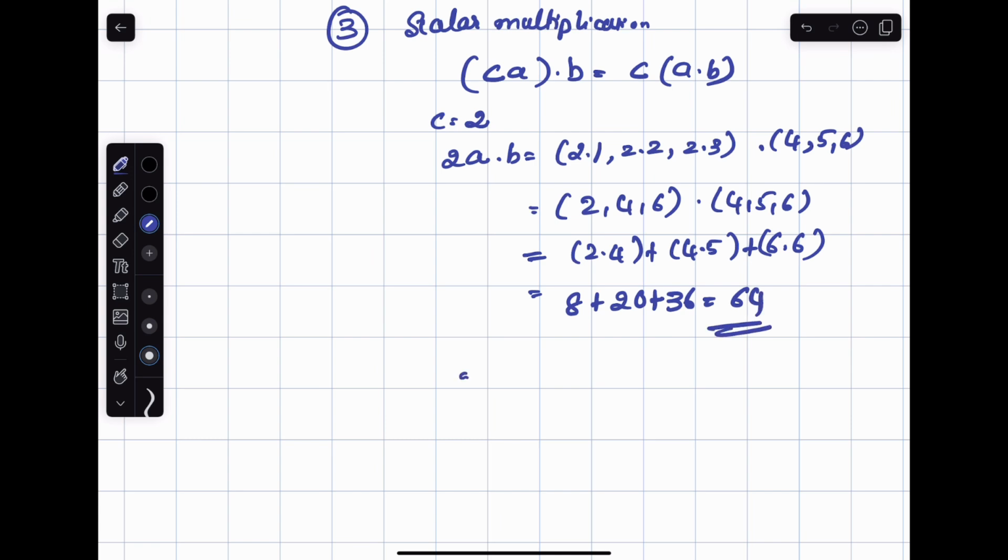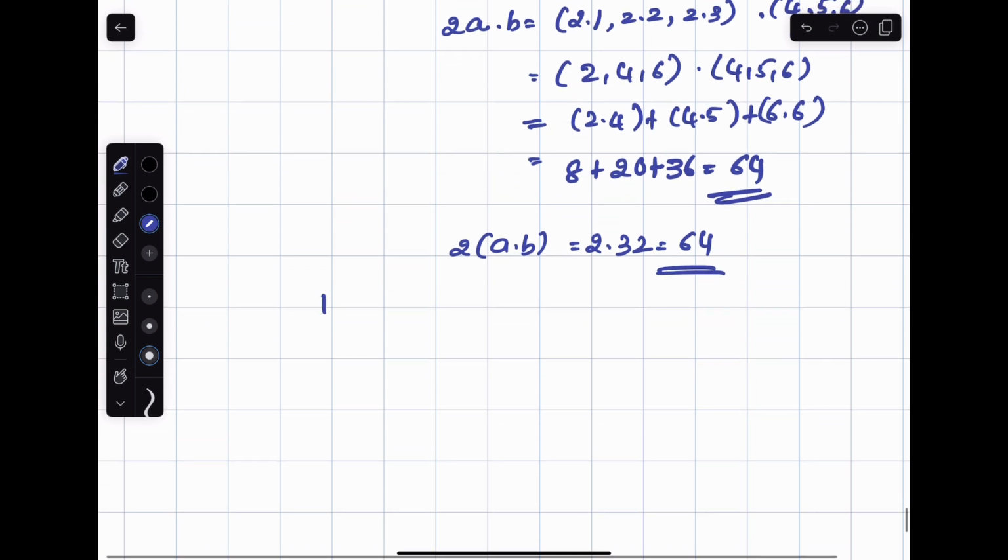So now if I do the other thing, it is 2 into 32 is equal to 64. Okay, fine. Now I got the answer as 64. Now if I do the similar for the other numbers, you will get the left hand side is equal to the right hand side. Now the fourth property is positive definiteness.